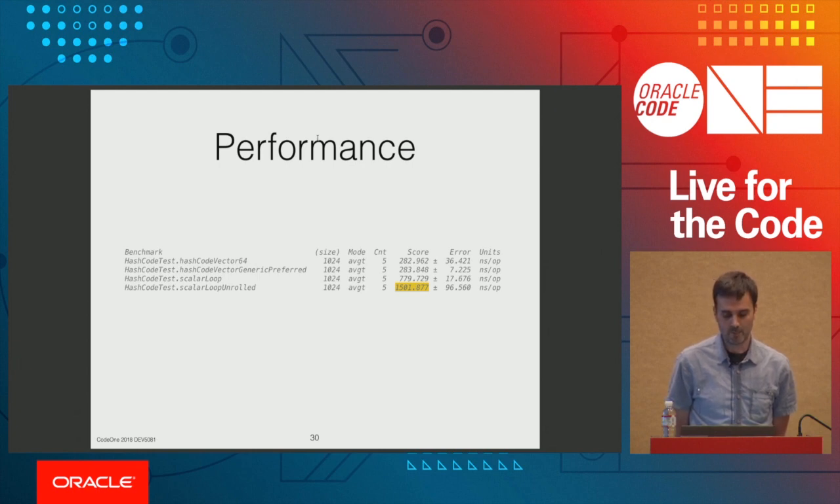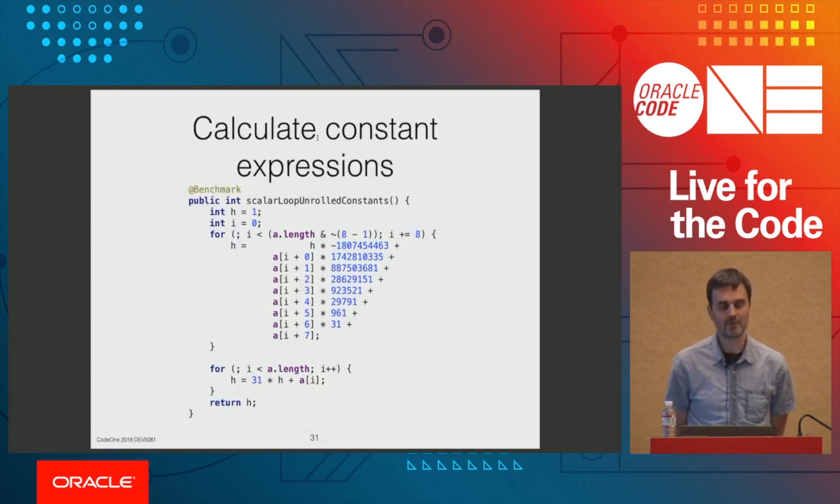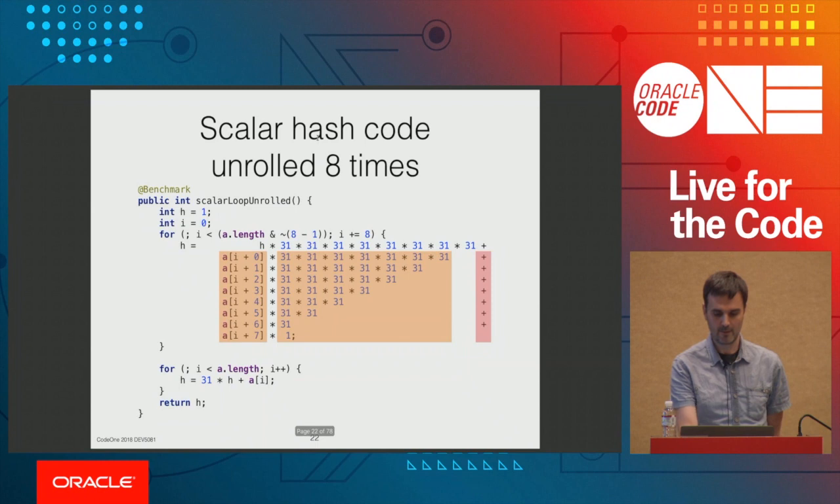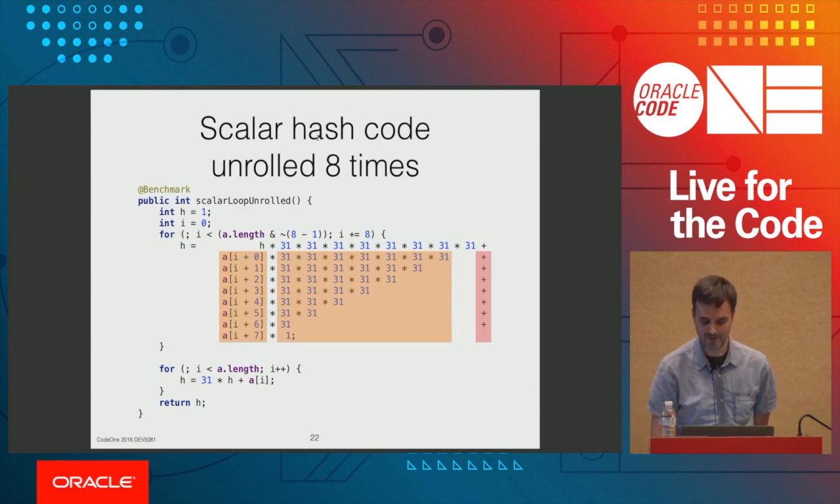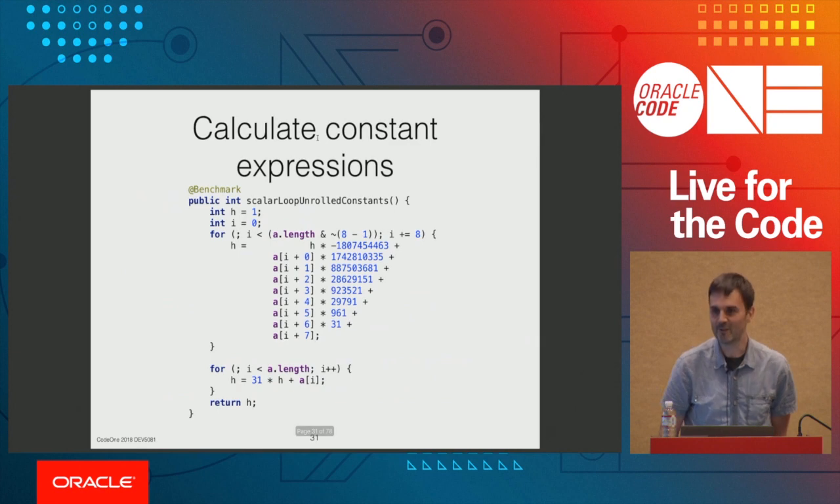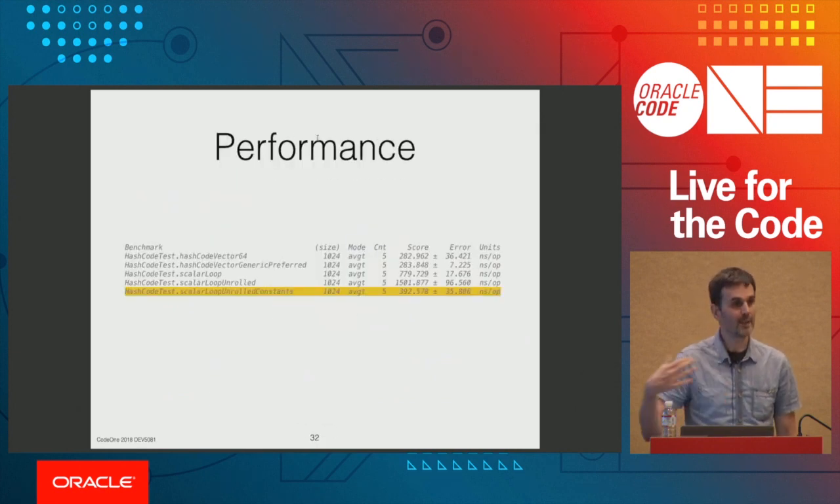But the scalar loop unrolled version is terrible. Why is that? There's something suspicious going on there. For some reason, javac does not turn all of these constants into values. It does not calculate that expression, and it puts all these multiplications of 31 into the bytecode directly. So I've got to help javac here and turn them into constants myself to get a real performance benchmark of this unrolled version. If we unroll that, we get a lot better, but still not as good as the vectorized one.